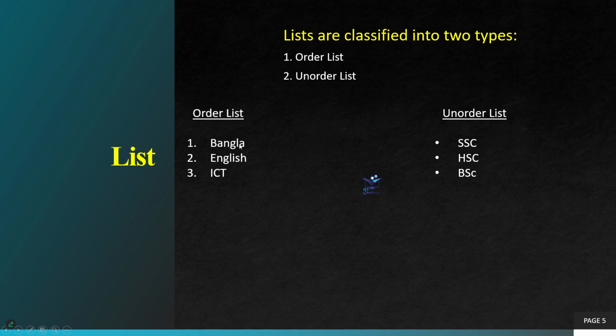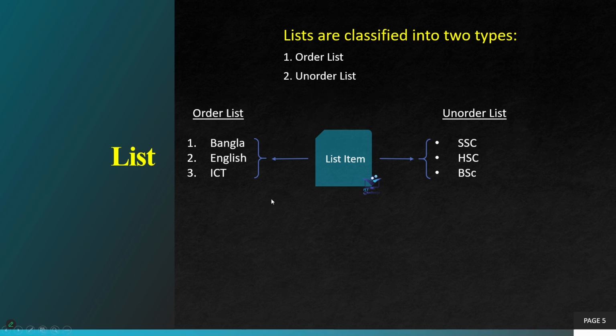Okay, so this is called the list item, like Bangla, English, ICT is our list item, SSC, HSC, BSc, this is our list item, and this is called ordered and unordered list. Okay, now we have three list items for the ordered list, and here we have three unordered list items, but you can have more than 3, 4, 5, 6, whatever.